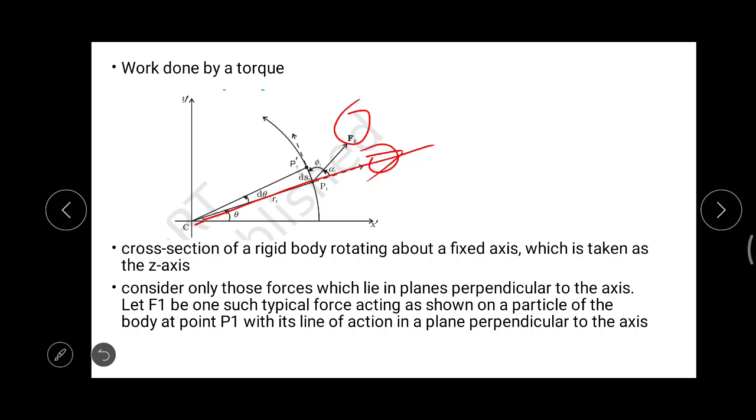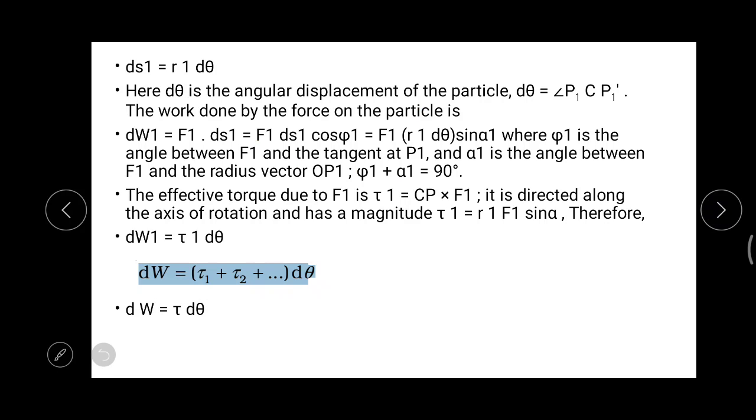The cos of phi 1 will be in this direction, and this sine of alpha 1 will also be in the same direction. So we can consider the cos of phi 1 as sine alpha 1 for our consideration. Alpha is the angle between F and r. So substituting ds1 in this equation, we get F1 r1 d theta sine alpha 1.